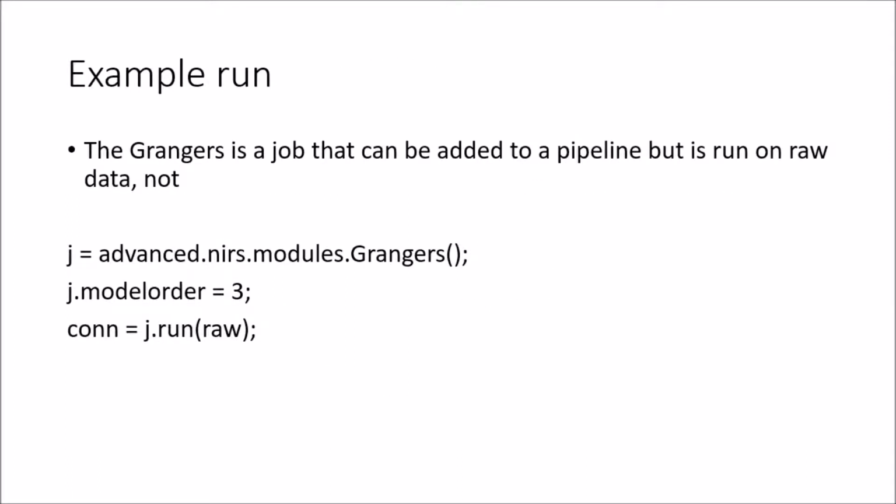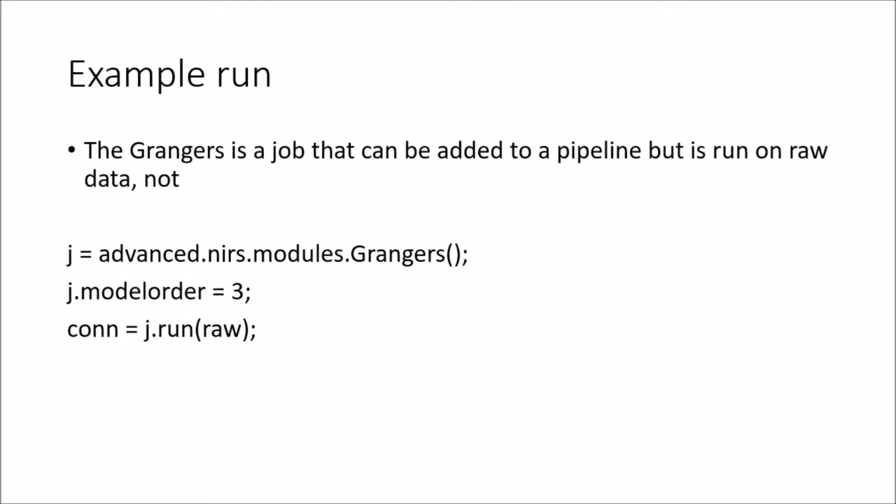If you were actually to run it, this is a very simple version, but it will run the module. You can create a job named J, which will be called as advanced.nearest.modules.grangers, and you create it as empty. I then set the model order by saying j.modelOrder equals 3, and then I do j.run. It is run on the raw data.